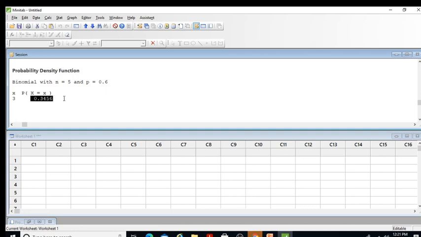0.3456. So this is exactly the same as 5 combination 3 times 0.6 to the power 3 times 0.4 to the power 5 minus 3, that is 2. So if you do it on a piece of paper using the formula, you will be able to get this probability when x equal to 3. So this is the way by which you can calculate the probability.